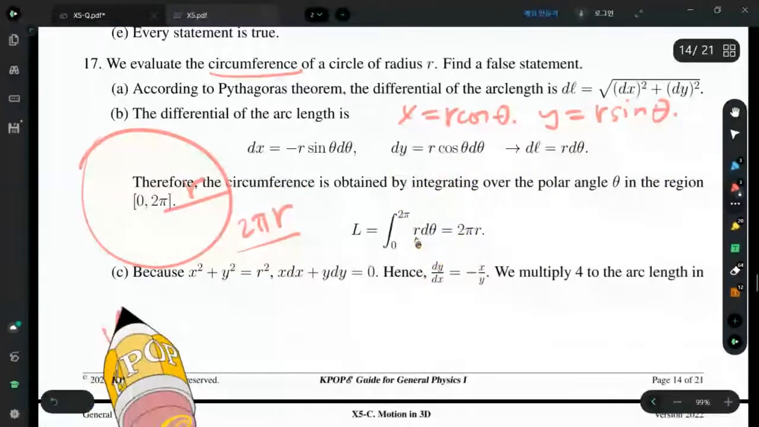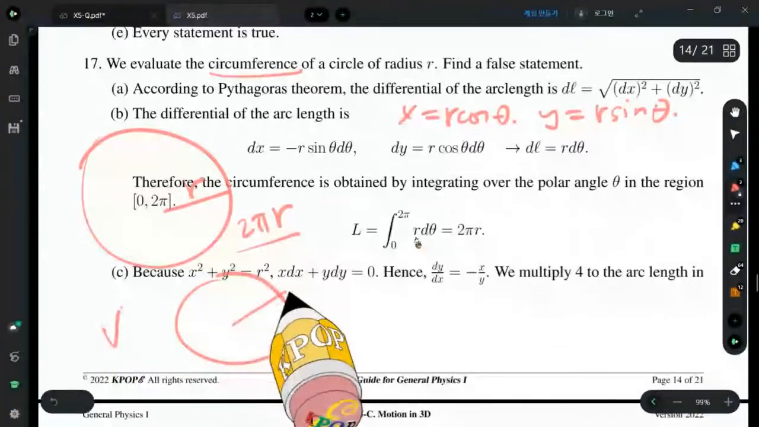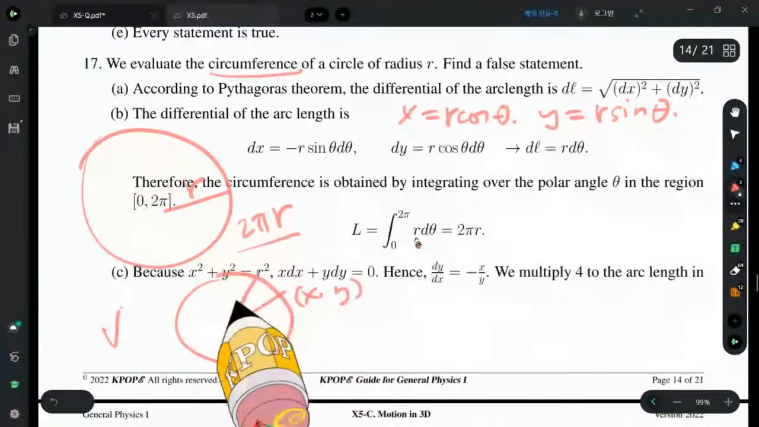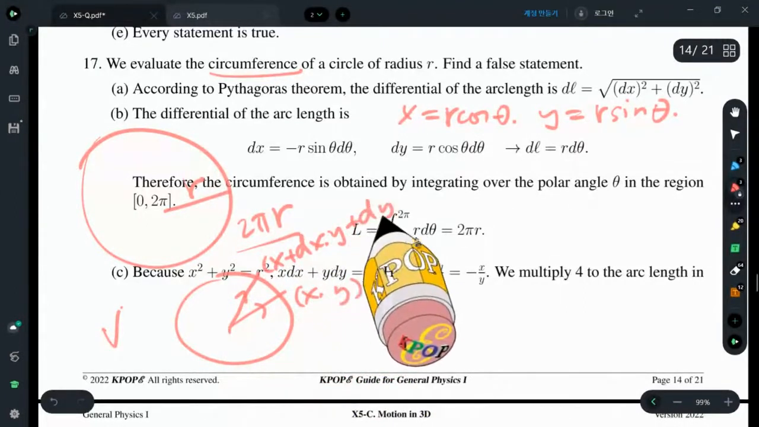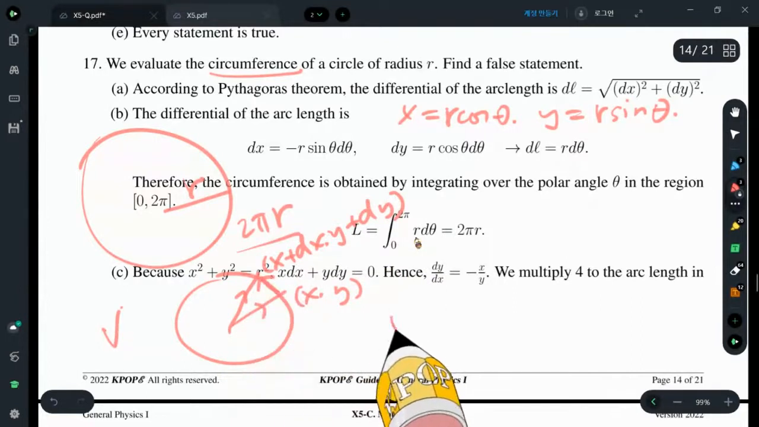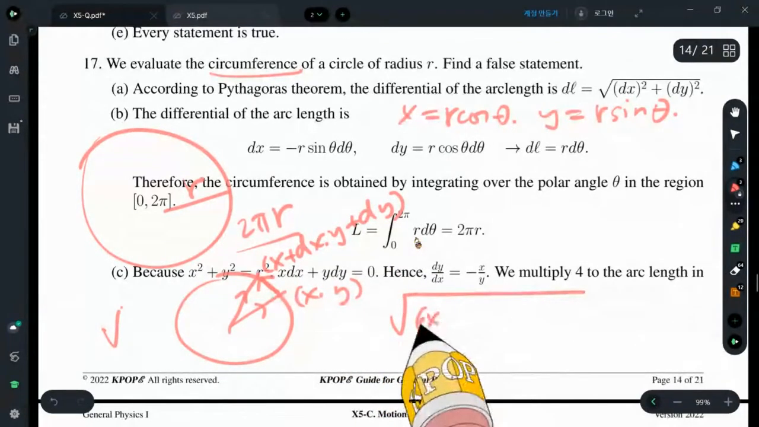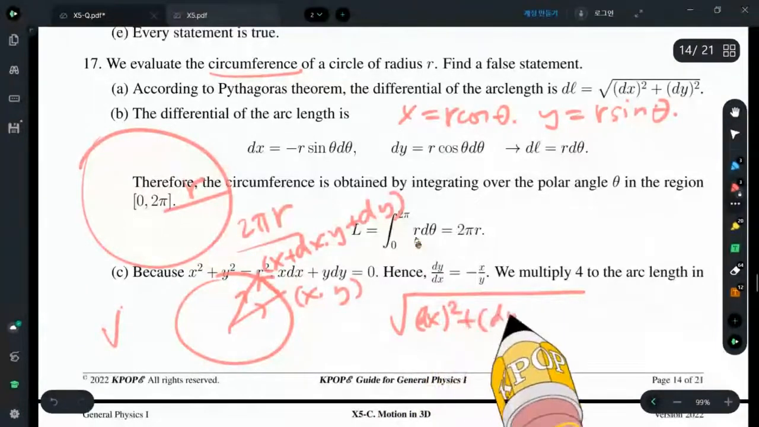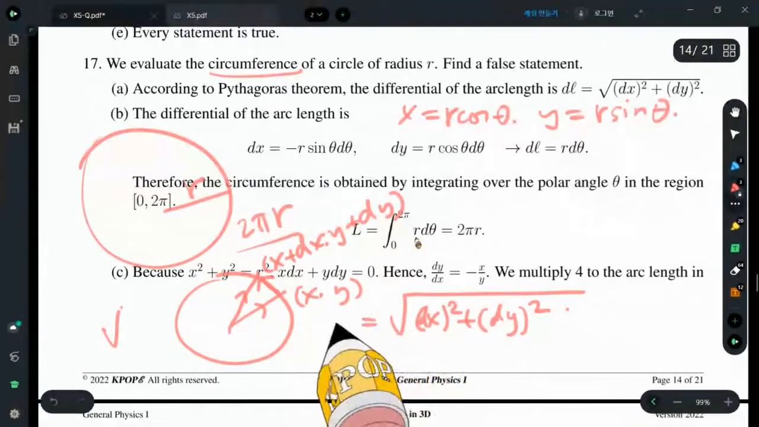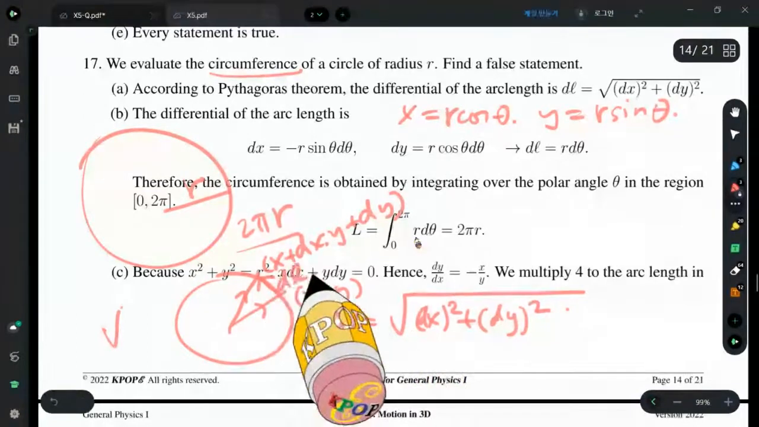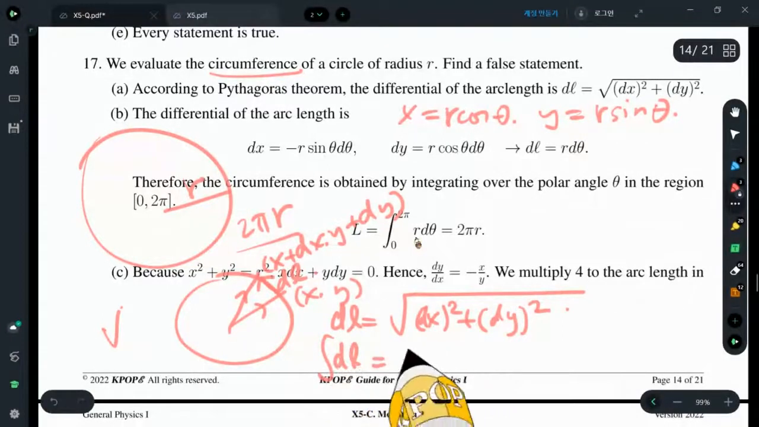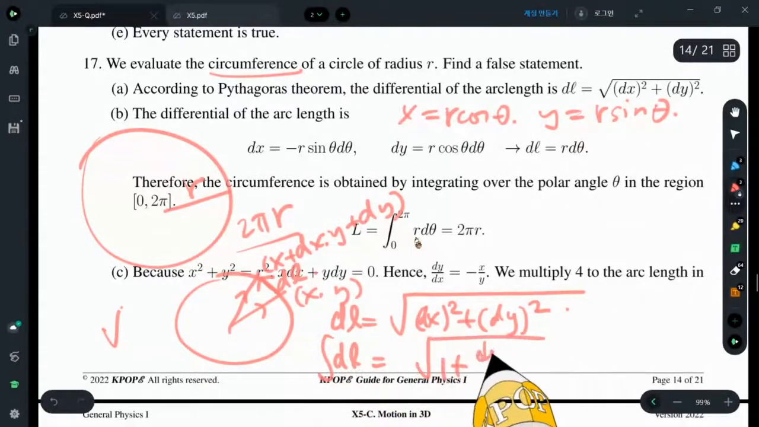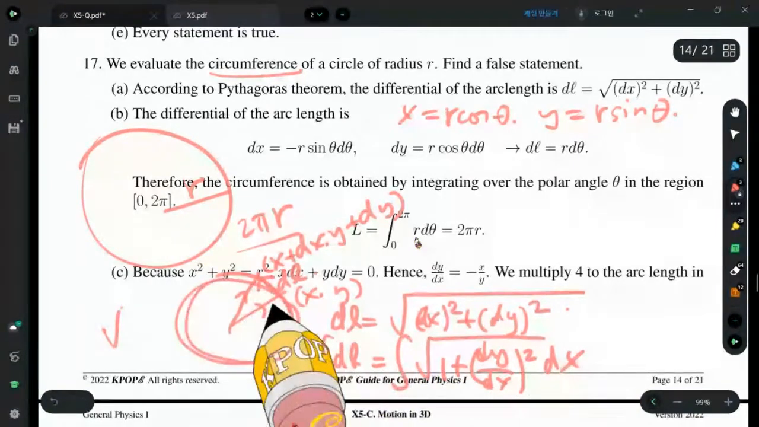And we can find, this is x comma y. This is x plus dx, y plus dy. This is the distance. Distance is the square root of dx squared plus dy squared. The length, dl. And what we want to compute is the integral of dl. That means integrate this function over the circle.